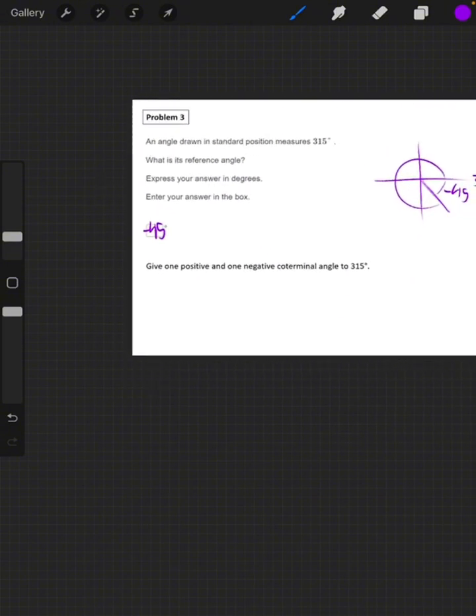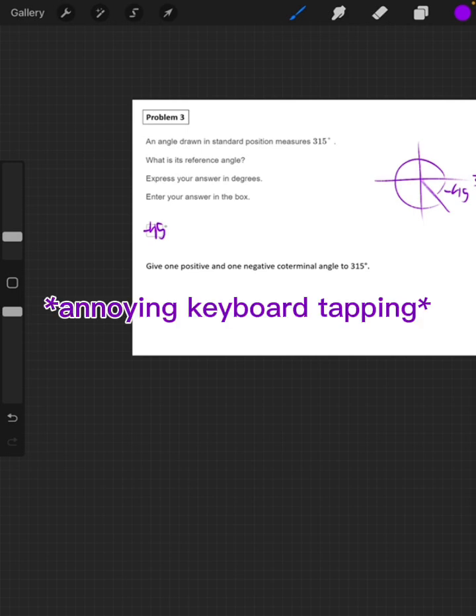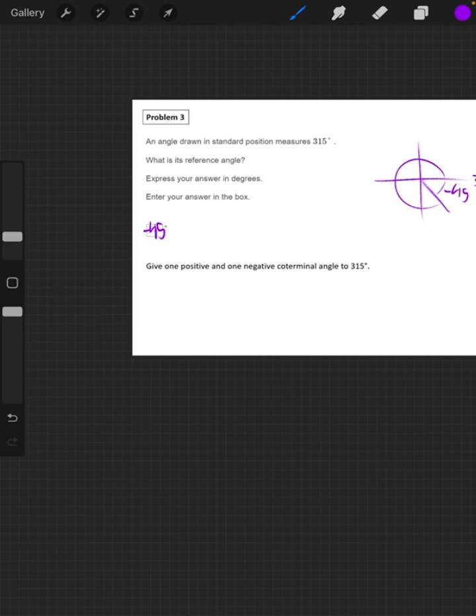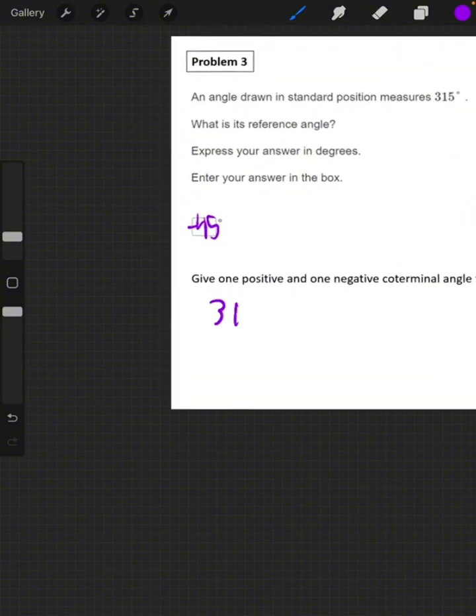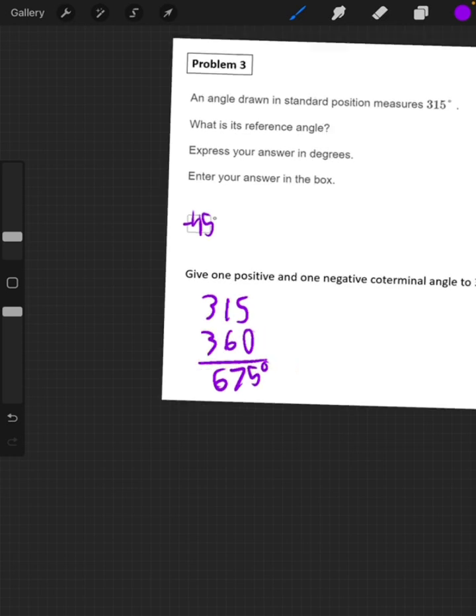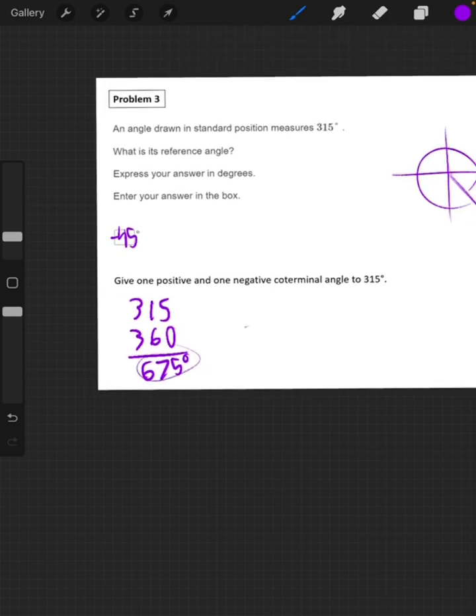Okay, and give one positive and one negative coterminal angle to 315. So instead of subtracting, we would add 315 and 360 to get 675 degrees. That's our positive, and then we already established that our negative is negative 45 degrees.